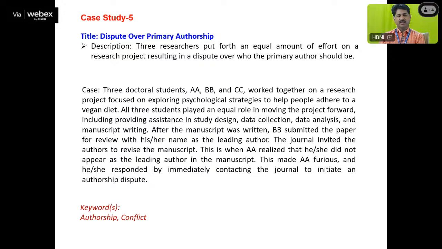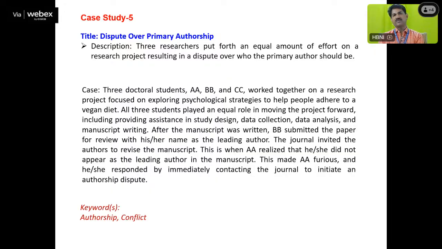During the reviewing of the manuscript, it was subjected to revision, and during revision, the other students came to know that only the second student had used his own name as the leading author. The journal invited the authors to revise the manuscript. Then when AA, the first student, realized that he or she did not appear as the leading author of the manuscript, this made AA very furious, and he or she responded immediately by contacting the journal to initiate an authorship dispute.